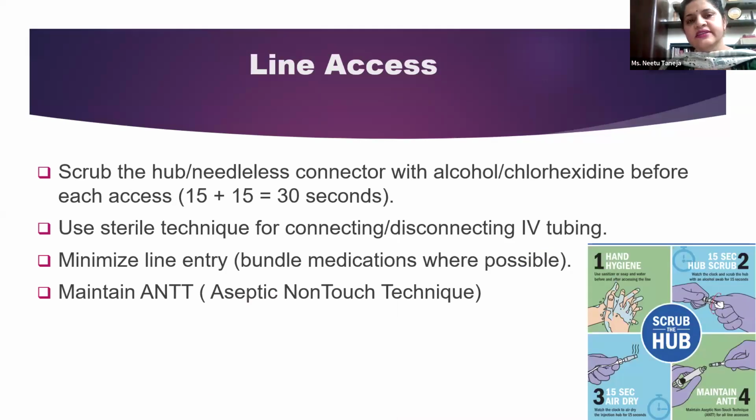Then comes line access. For line access, there is a procedure. There is one thing that you can always ensure. We call it scrub the hub. So basically, you have to spend 30 seconds to scrub the hub. After your hand hygiene, you have to clean the hub area for 15 seconds, and for the next 15 seconds we have to let it dry. So a complete 30 seconds needs to be spent for scrubbing the hub.